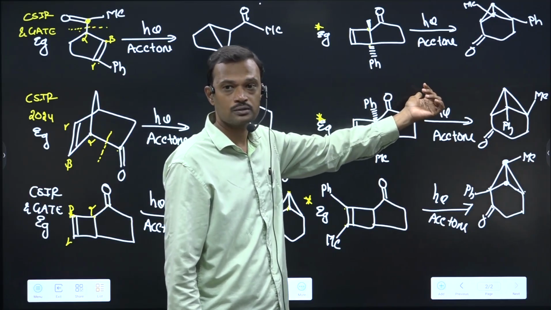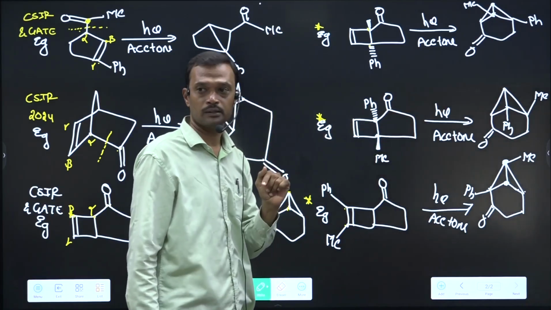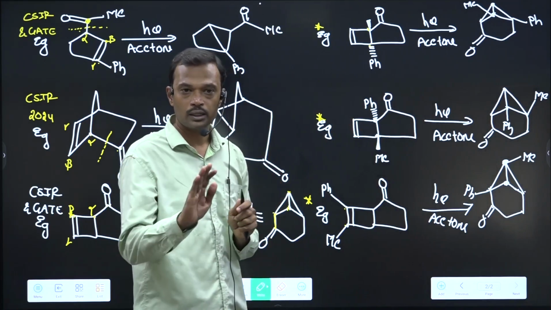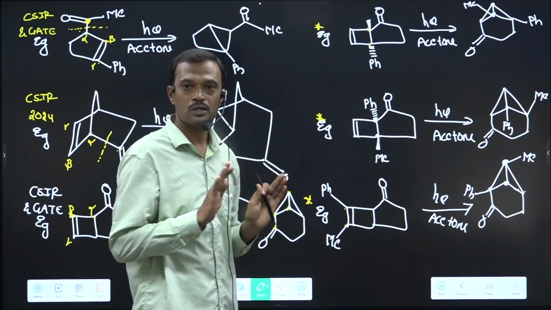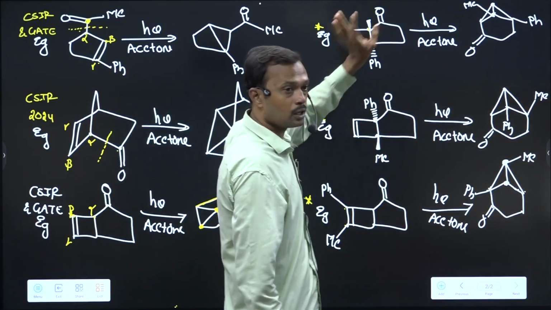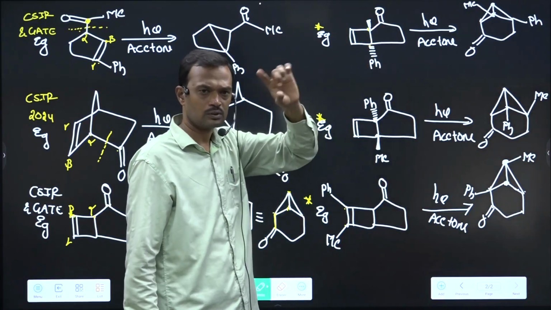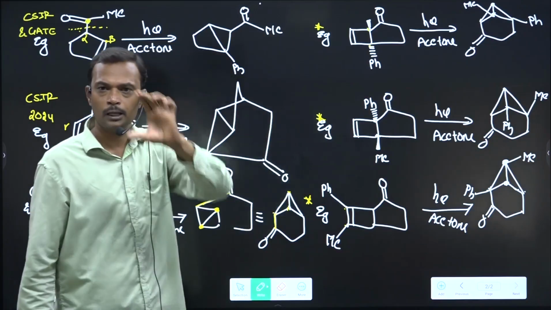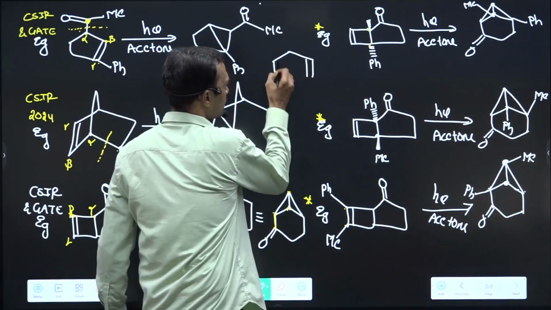Why? Can you guess? Oxa-di-pi-methane is very easy compared to di-pi-methane. In di-pi-methane we need to see which is the stable radical and which is the unstable radical. But here there are no such problems. The only thing is that every time it is directly a carbonyl compound. In this also 1,4-biradical, same mechanism. That's why I did not give the mechanism. In place of carbonyl, what is present on the right side? Here on the right side a double bond is there.